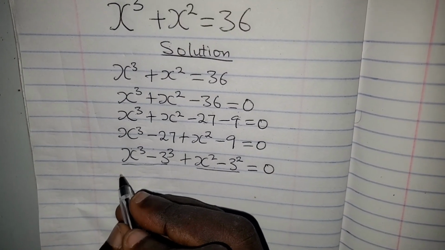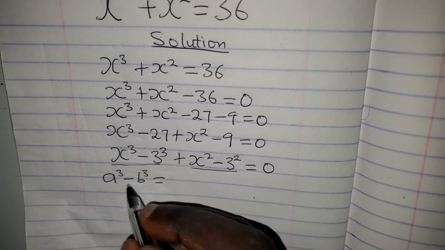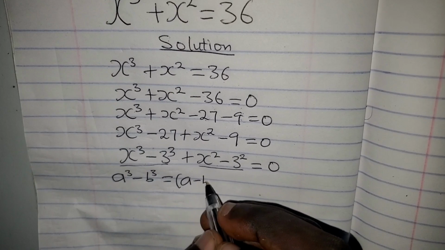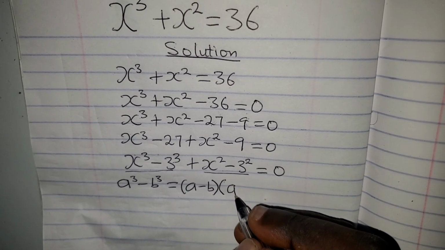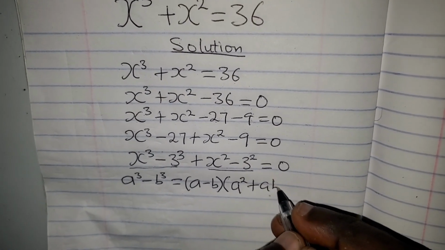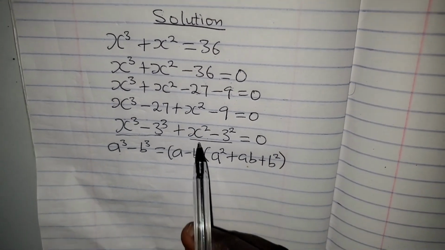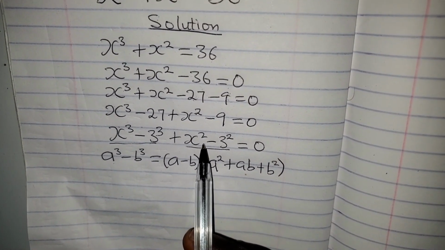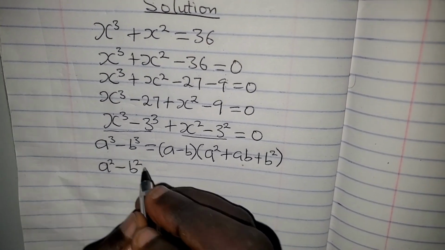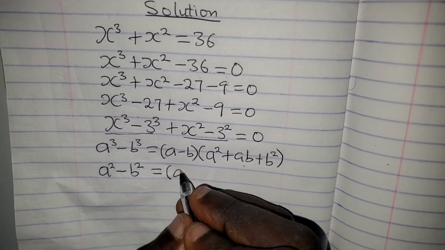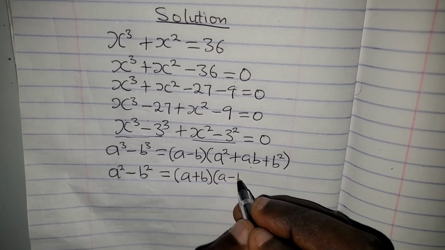There's a statement in math that says, if I have a raised to the power of 3 minus b raised to the power of 3, this can also be expressed as (a minus b) into (a raised to the power of 2 plus ab plus b raised to the power of 2). That is for this. For this, I will make use of difference of two squares. If I have a raised to the power of 2 minus b raised to the power of 2, this can also be expressed as (a plus b)(a minus b).